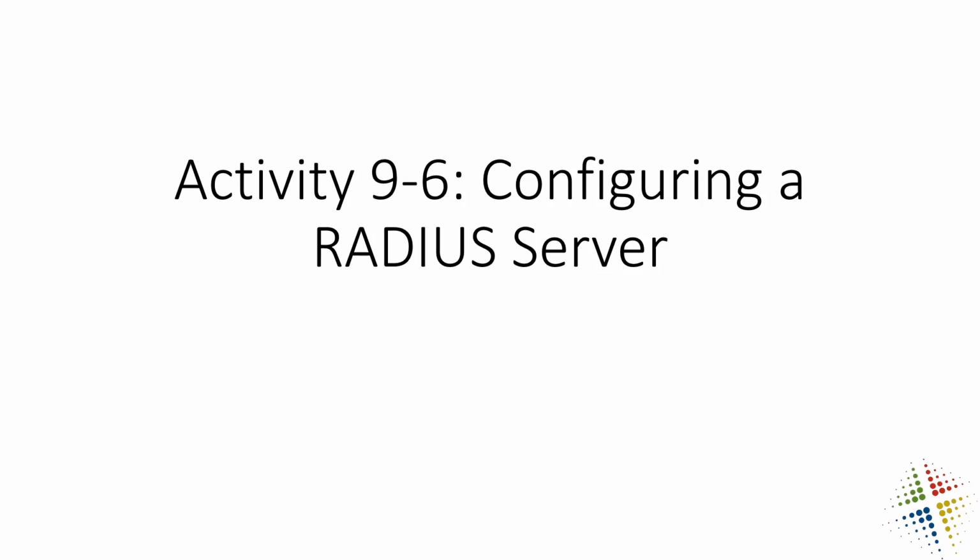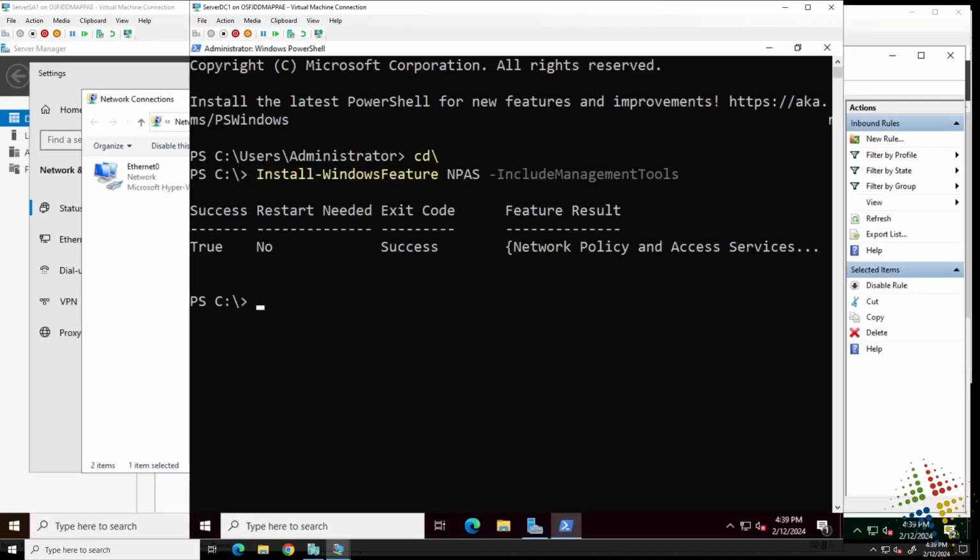In this video, we're going to continue on with our configuring of NPS and RAS, and we're going to configure RADIUS in our environment to allow Active Directory to begin authenticating our dial-in users. Let's check it out.